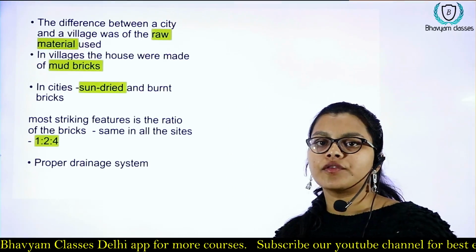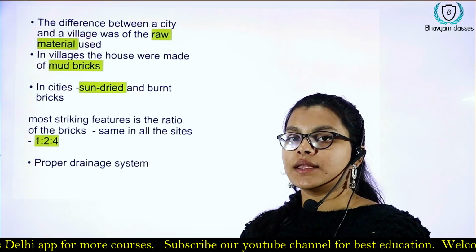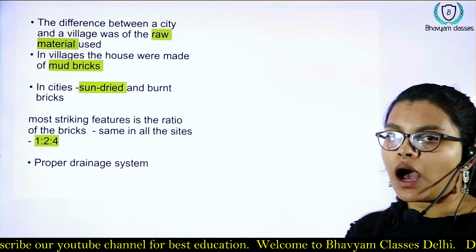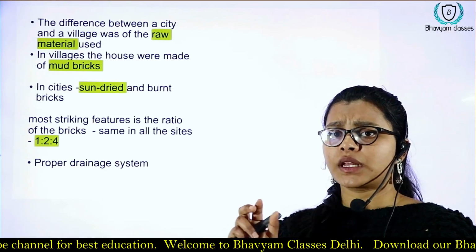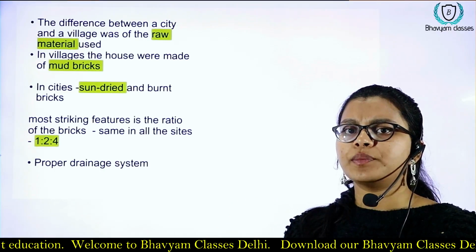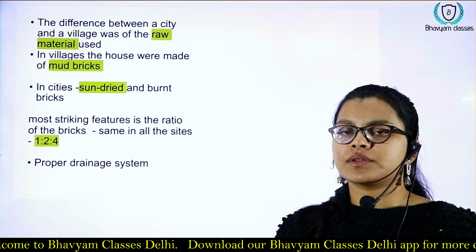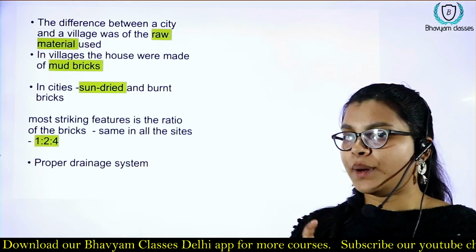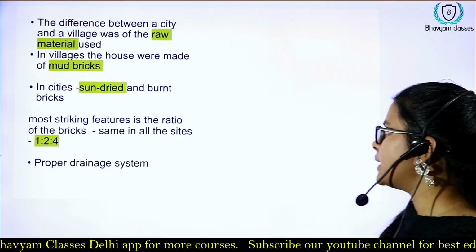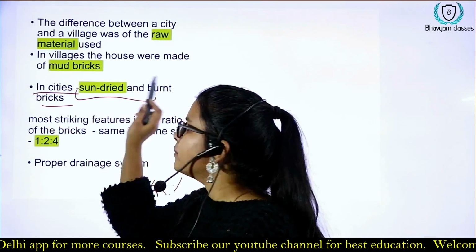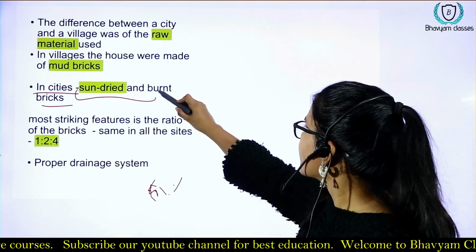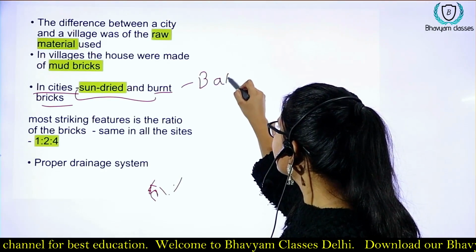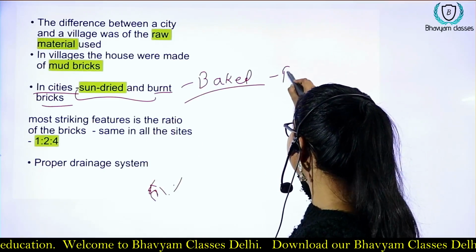So on the basis of raw material, we find differences between cities and villages. In villages, we find that the houses were built of sun-dried or simple mud bricks, fine. It was not baked. It was like mud bricks, which do not have a lot of strength. But when we talk about cities, we find bricks that were baked, burnt, fine.